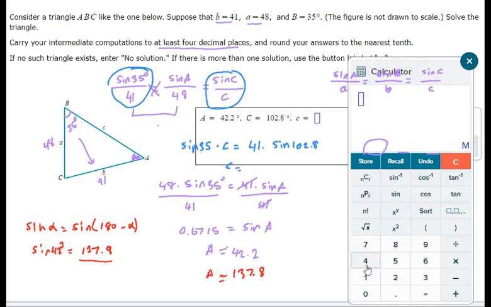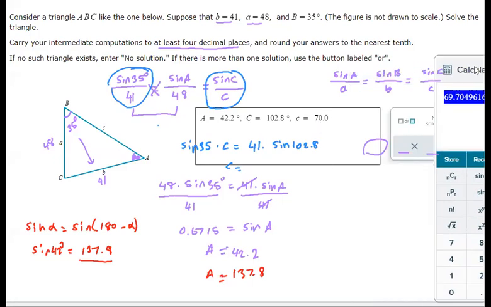So 41 times sine 102.8. This is the product of these two numbers, but that is equal to C times sine 35. So we should divide by sine 35 to get C alone. And that will give us 69 point something, and that needs to be my answer. But if you round it, that will be 70.0 to the nearest.